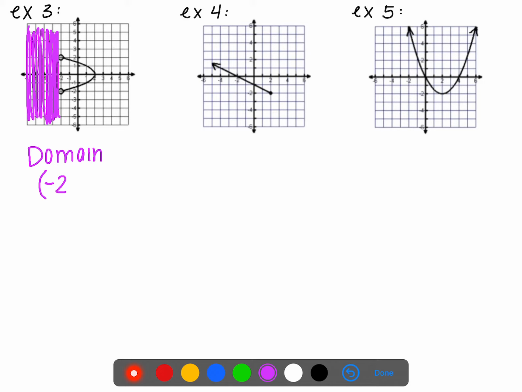Then I want to know my right side. So I'm coloring all the way until I get to the graph, which is at 2. Parenthesis or bracket? Bracket, because there is no open circle. There's actually a graph there, so I am including that 2. So now I can see, even from what I've shaded, I only have x values from negative 2 to 2, which is exactly what I wrote in my interval.